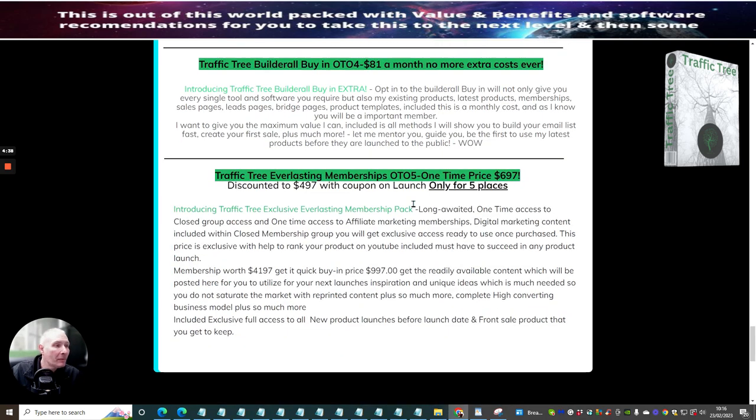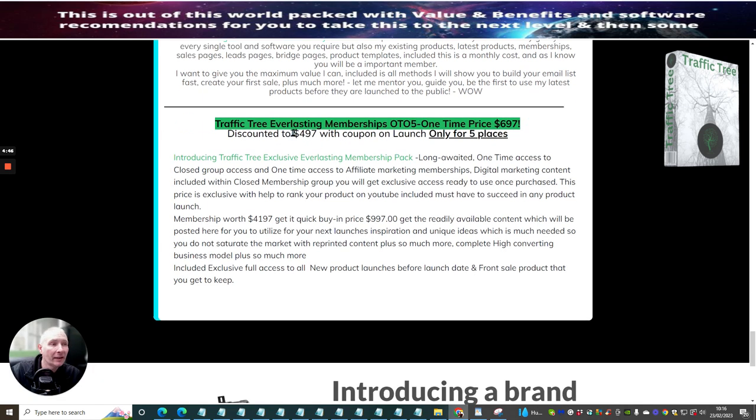Traffic Tree Everlasting Membership OTO 5, which is a one-time price of $6.97. This has a discount with a coupon on launch only for 5 places. So this is going to be at $4.97, and this does give you exclusive help with lots and lots of stuff. Basically it's like the monthly membership, but this is just a one-off price. So it's very, very similar to what I was talking to you about earlier with the monthly membership.